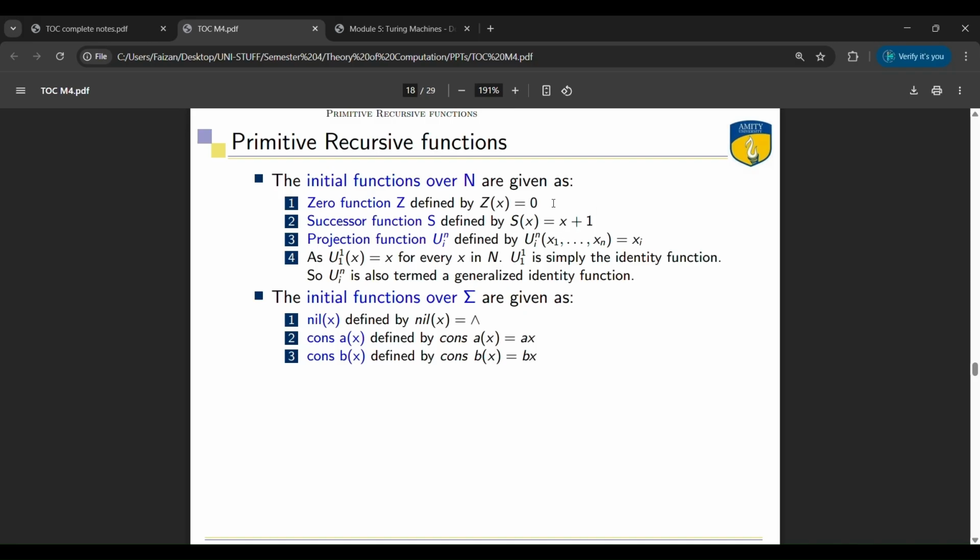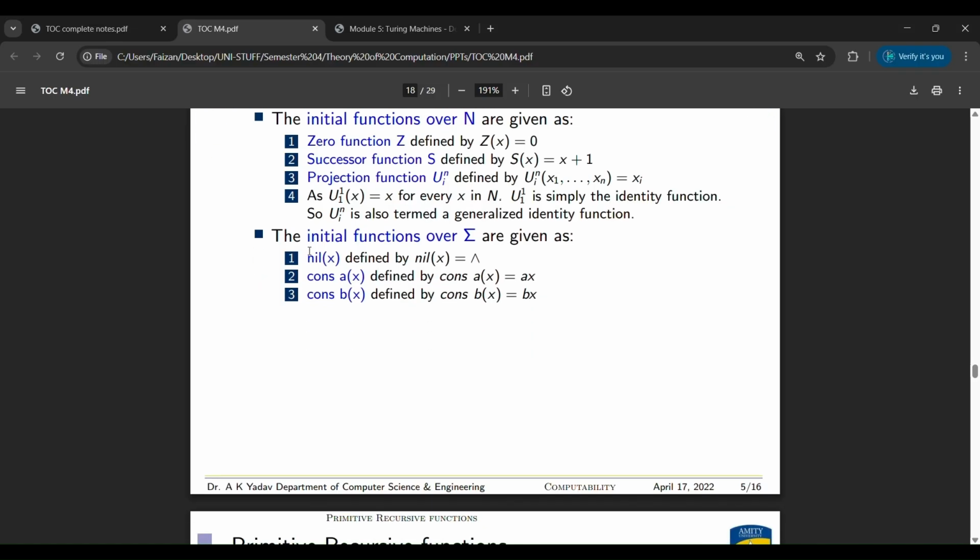The successor function s is defined by s(x) = x + 1. So whatever value you've inputted in the function, you'll get the successor value, the next value. The projection function, u_i^n, is defined by u_i^n(x1, ..., xn). So you have n values of x, and the ith value will be the output, so xi will be the output.